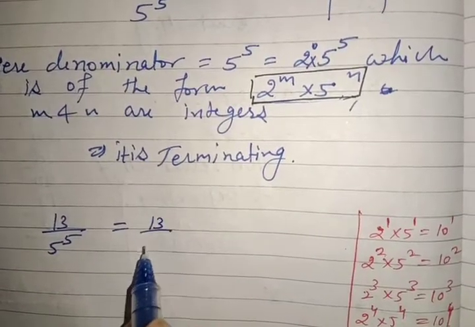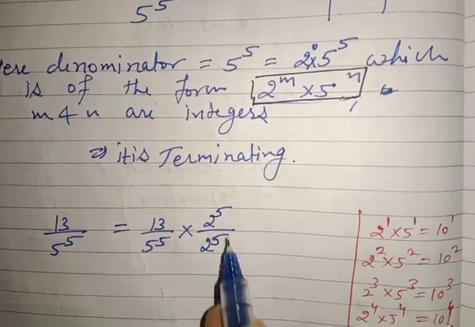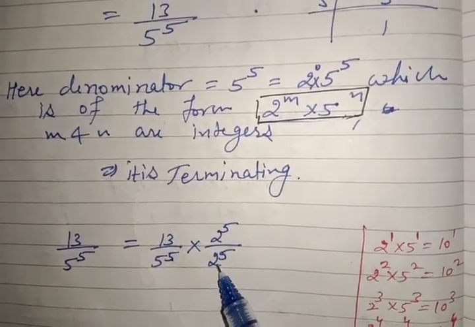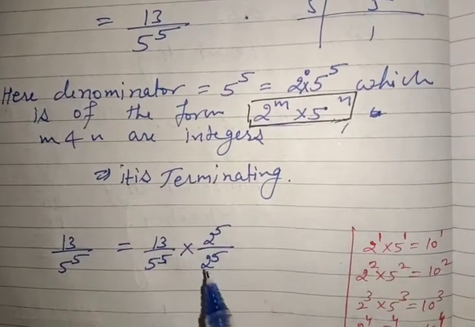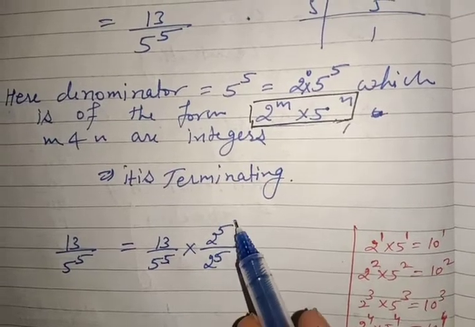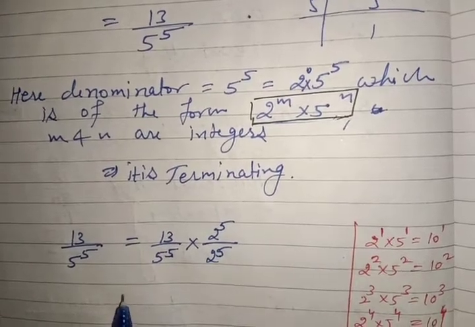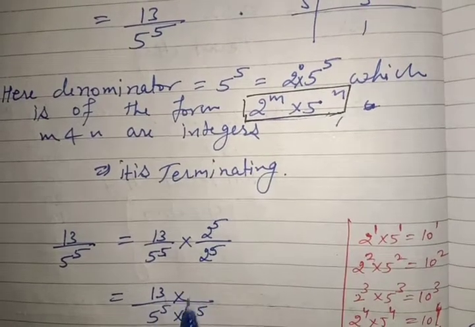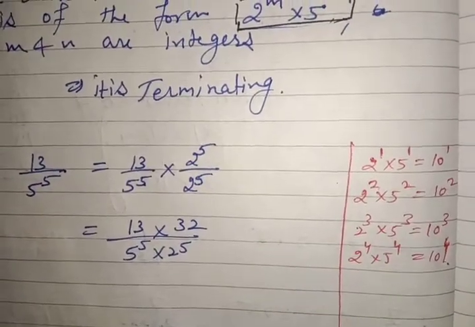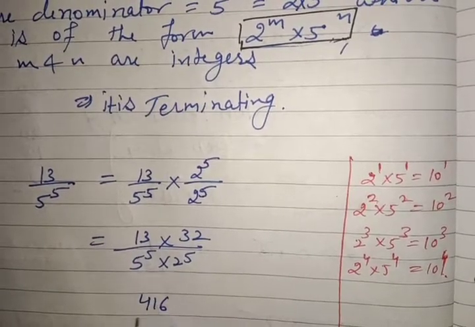I multiply this with 2 raised to power 5 above and below, because it is 5 raised to power 5, so I need to multiply it with 2 raised to power 5. We can multiply the same number easily, because this cancellation will give us 1, and we can multiply any number with 1 because 1 is the multiplicative identity. So we'll get 13 over 5 power 5 times 2 power 5, and 2 power 5 is 32. When you multiply 13 into 32, you will get 416.